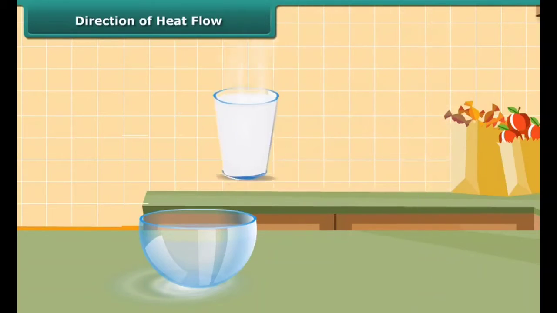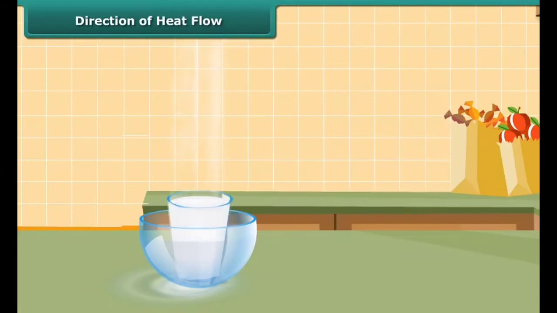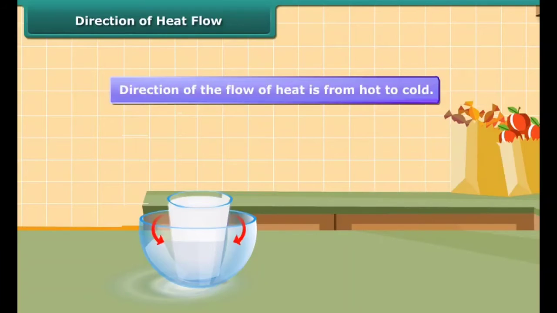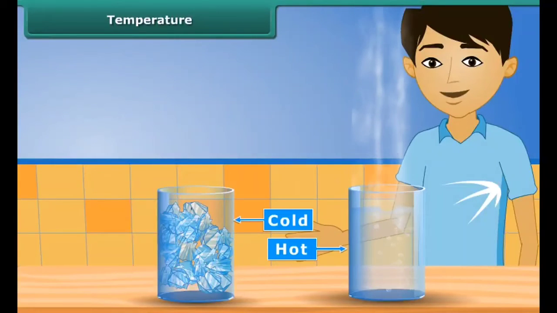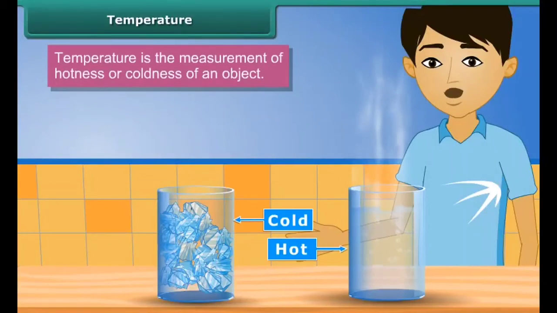Students, let us perform an activity to understand the concept of direction of heat flow. We place a glass of hot milk in a dish with cold water. After some time, the milk gets cool and the water gets warm. Both milk and water come to lie at the same temperature. The direction of the flow of heat is from hot to cold.